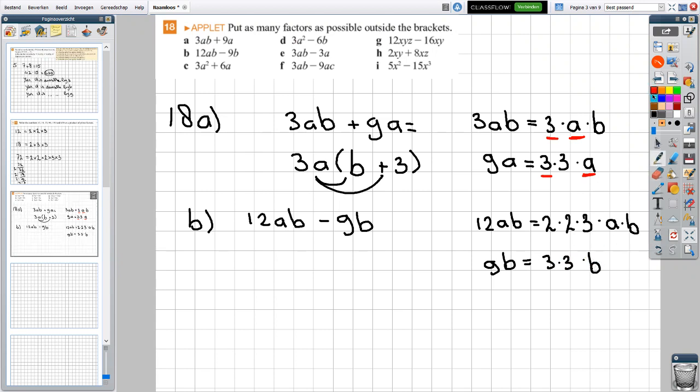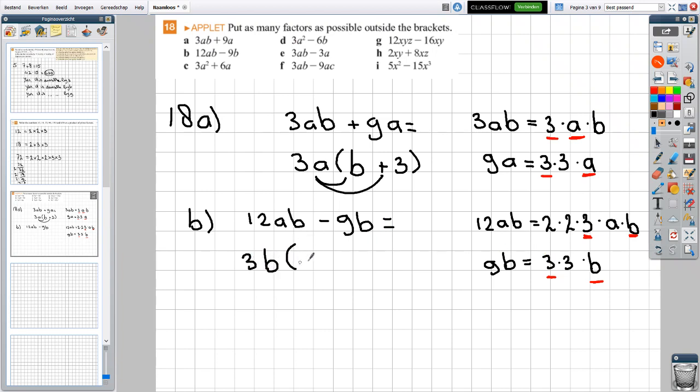Now we're going to do the same as we did in the previous exercise. Which numbers and or letters occur both here and there? Well, I have a 3 here and a 3 there. And I have a b here and I have a b there. So what are the common factors? In this case, that's going to be 3b.